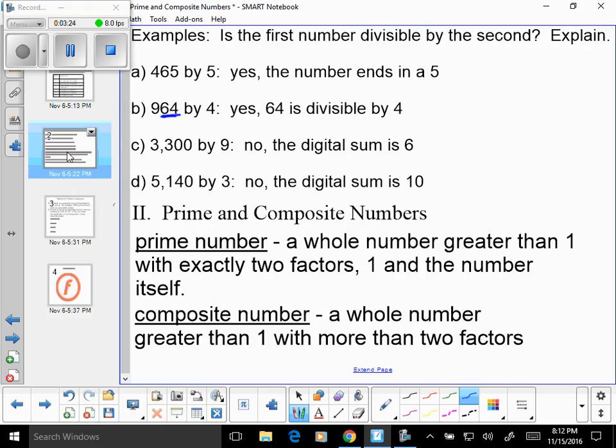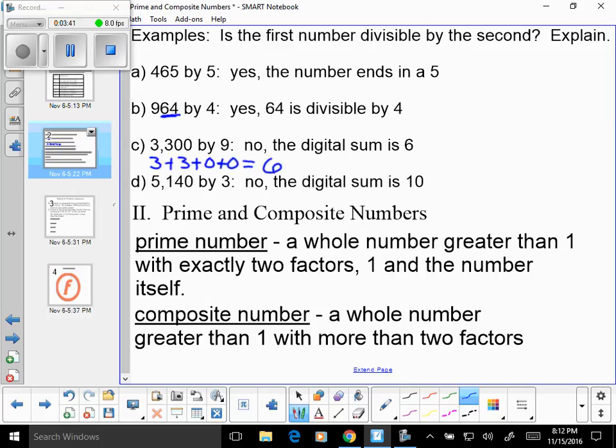Now, C. This is where we get into the digital sum. We need to take 3 plus 3 plus 0 plus 0, and our digital sum here is going to be 6. There's no way that 9 goes evenly into 6.